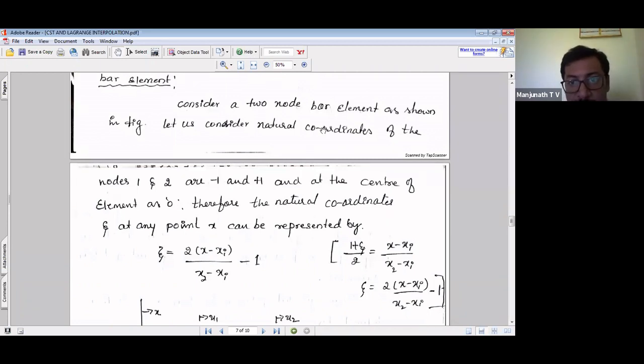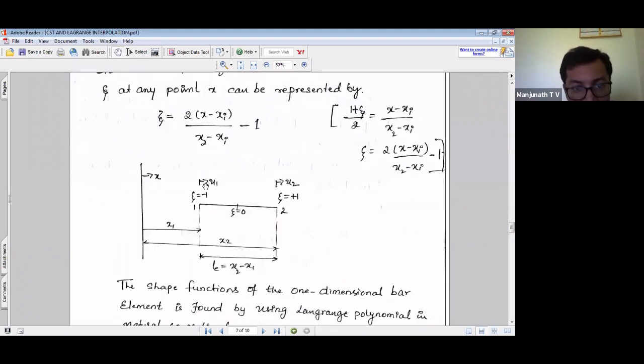Just consider a two noded bar element, which has two nodes, node number 1 and node number 2. In the natural coordinate system, the zeta value at node number 1 is -1 and at node number 2 is +1. At the middle we always consider zeta value as 0. X1 is the distance of node number 1 from the origin, and X2 is the distance of node number 2 from the origin. If you do X2 minus X1, you will get the total element length.